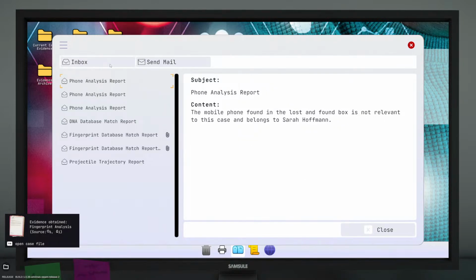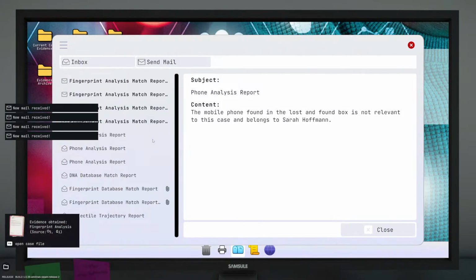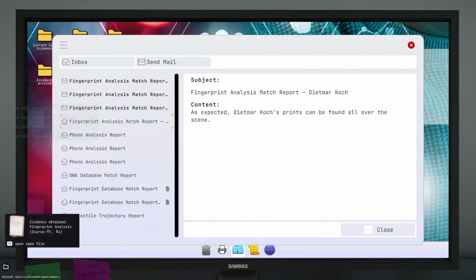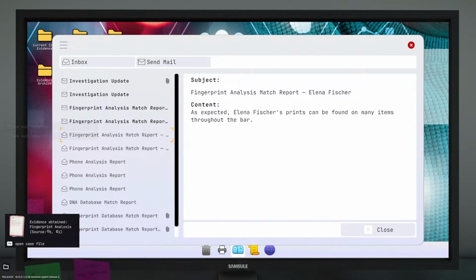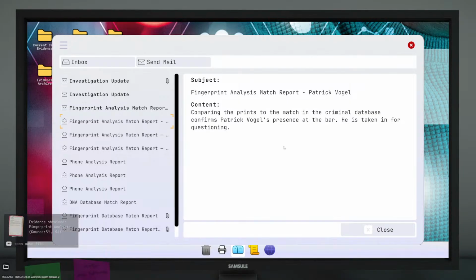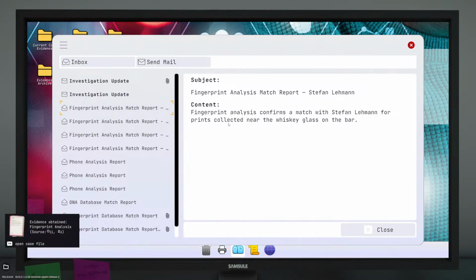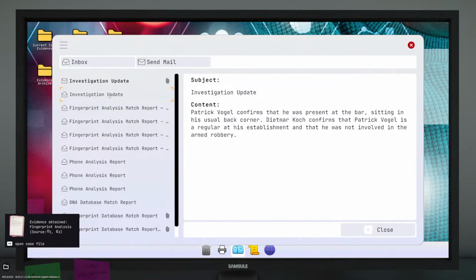Let's see what we get back here. Alright, fingerprint analysis match. Okay, as expected, Kosh's fingerprints were found. As expected, Elena. Okay. Patrick Vogel. Comparing the prints to the match in the criminal database confirms Patrick Vogel's presence at the bar. He is taken in for questioning. Okay. Then we got Stefan. Fingerprint analysis confirms a match for Stefan for prints collected near the whiskey glass on the bar.